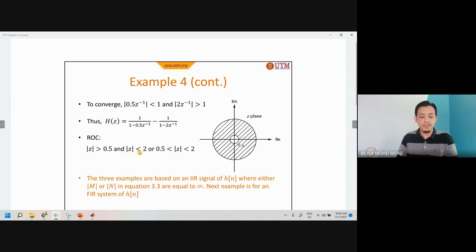Okay, so this is a mix. That's why we get a ring shape of the ROC. Because we have this less than, this system becomes non-causal, even though we have a greater than. It is a mix of a greater than and less than. Whenever you have a less than, it becomes non-causal because you have two terms here.